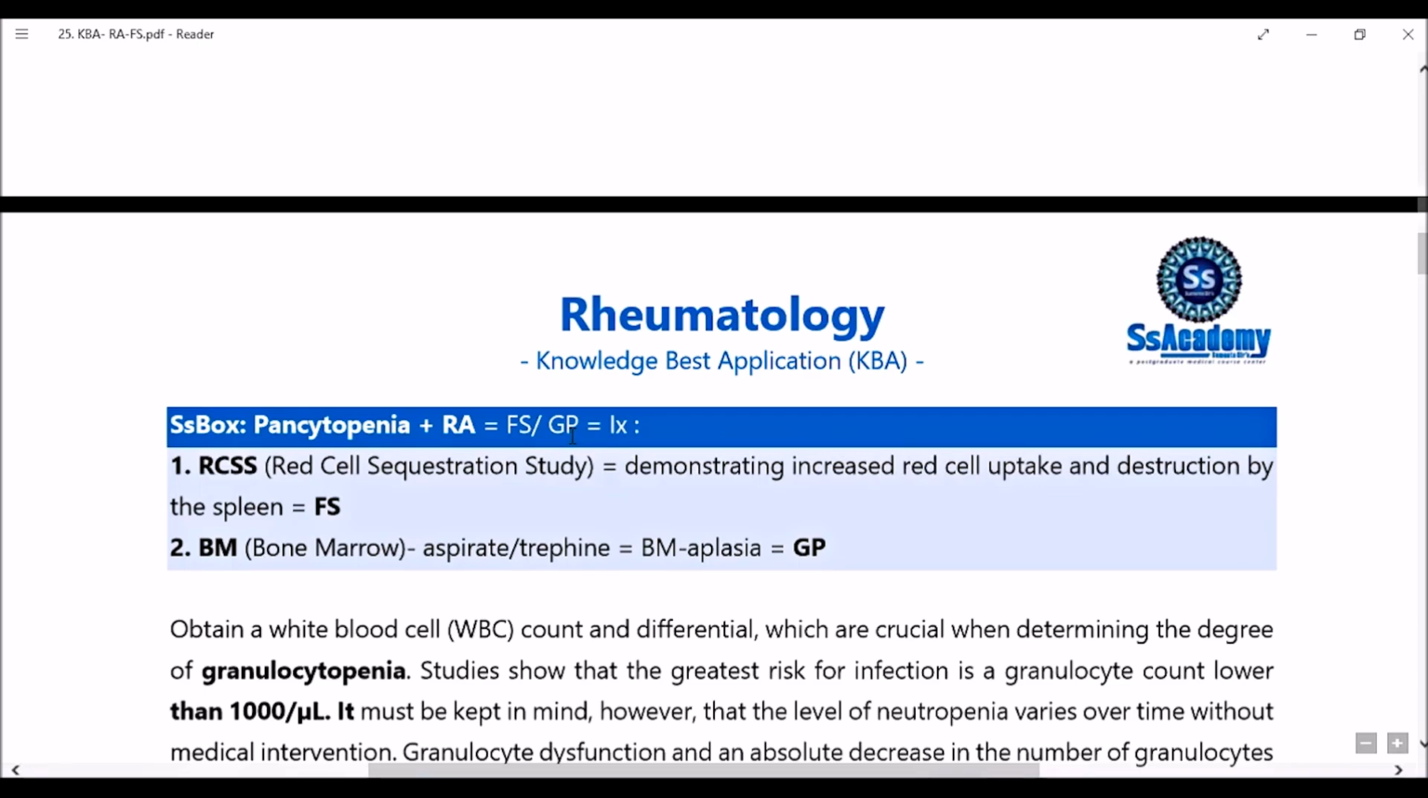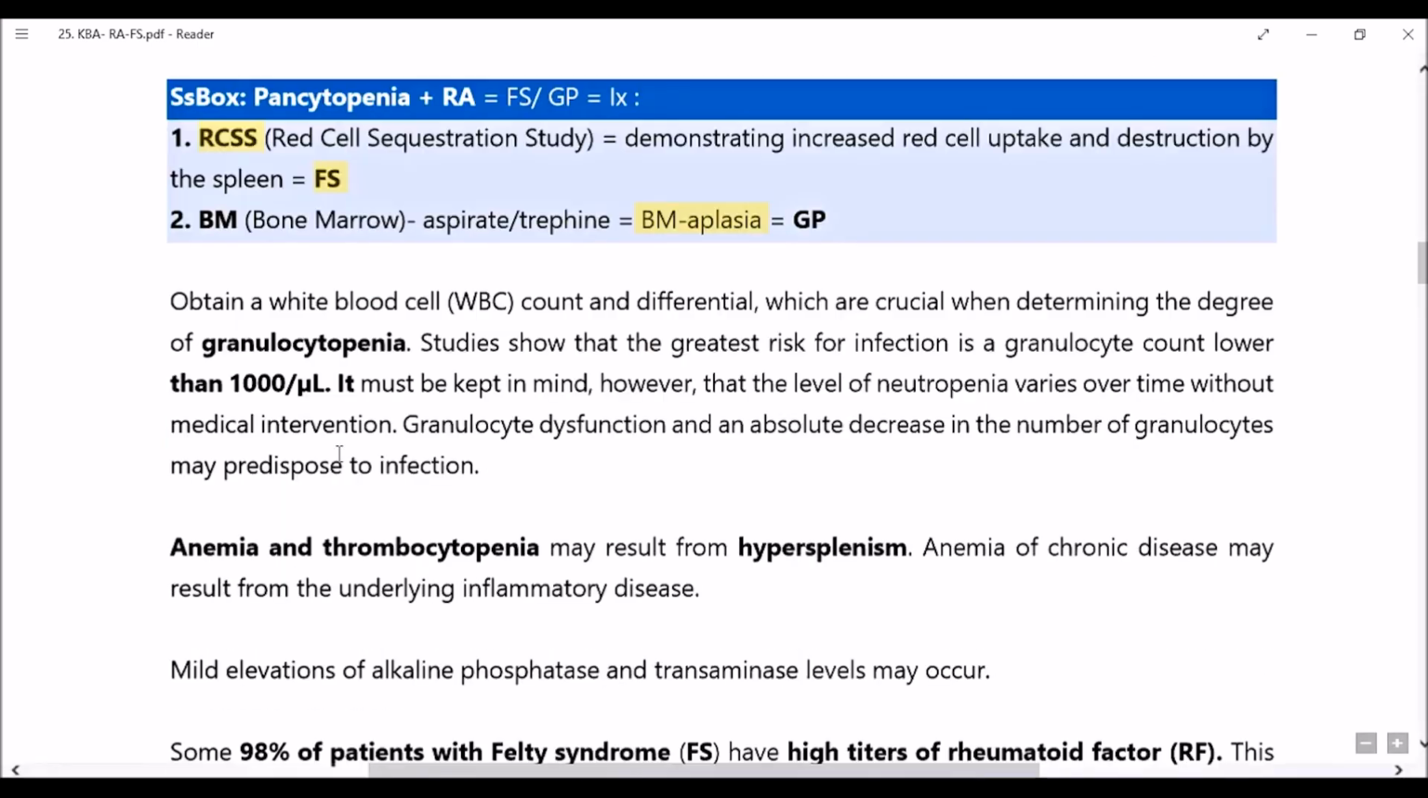The investigation, first of all, for the Felty syndrome, we need the diagnostic test red cell sequestration study, the RCSS. This is the red cell sequestration study for Felty syndrome, demonstrating increased red cell uptake and destruction by the spleen. And bone marrow aspirate and trephine can show bone marrow aplasia, in contrast to the hyperplasia in case of Felty syndrome. So two diagnostic tests in case of pancytopenia and rheumatoid arthritis.